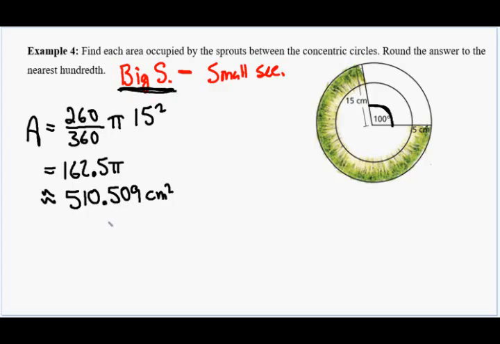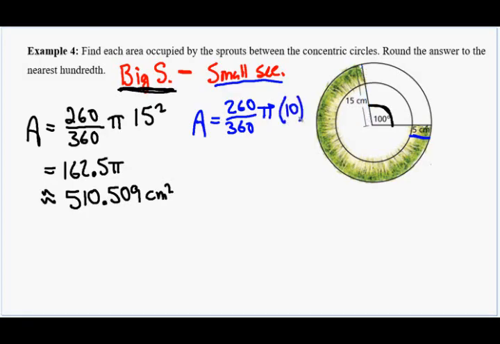510.509. I'm going to switch to blue ink, and we're going to do the small sector. It's going to be a lot the same, only the radii will change. Area is still going to be the 260 over the 360 times pi times, now here they're trying to fool us a little bit. You know, they gave us this was 15, or this was 5, and we know the whole thing is 15, so that means this radius is going to be 10.